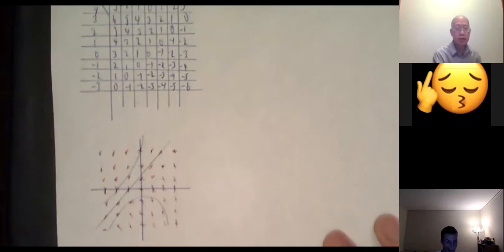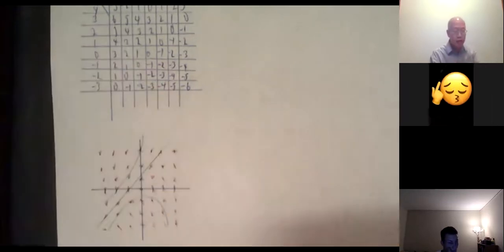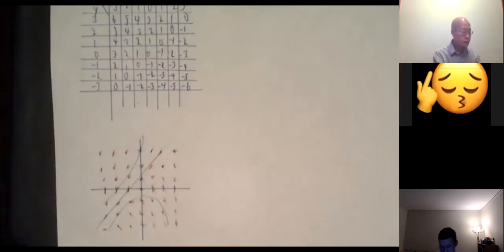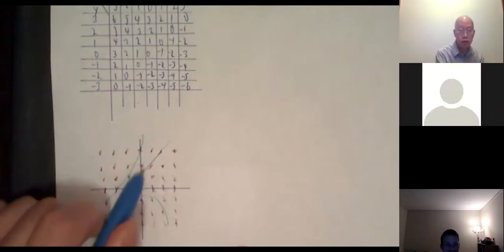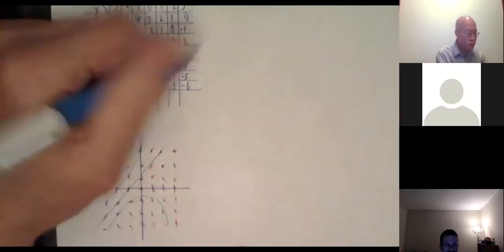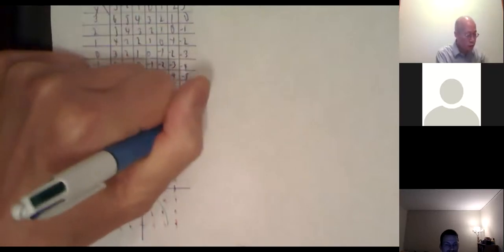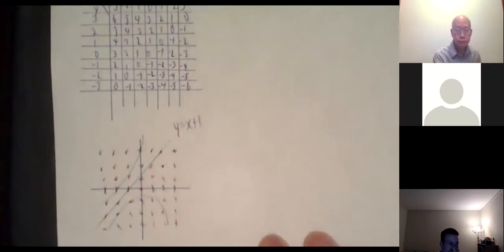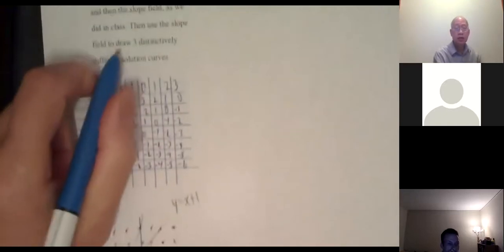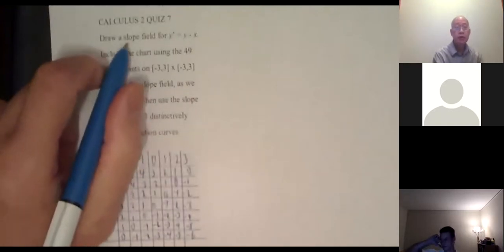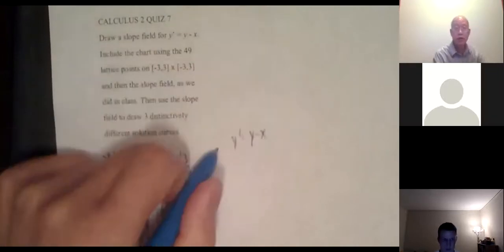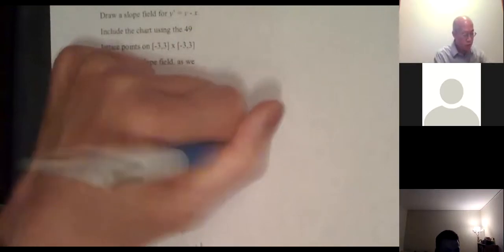The problem's finished. I'll dig a little bit deeper. What is the equation of this line right here? The slope is 1, clearly, over 1 up 1. The y-intercept is 1. Y equals x plus 1, right? Let's actually check it out. We had y prime equals y minus x, supposedly. So y equals x plus 1.